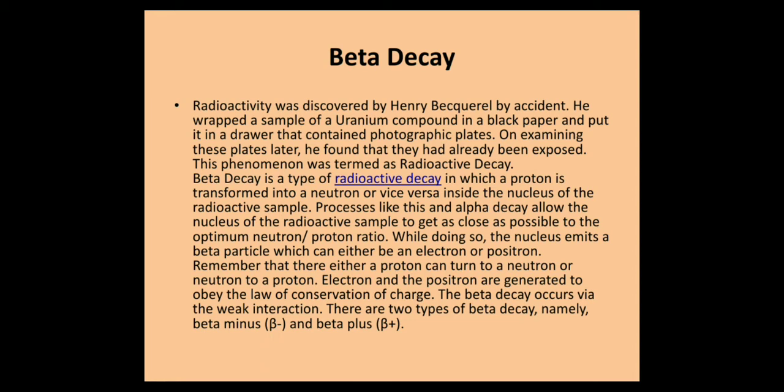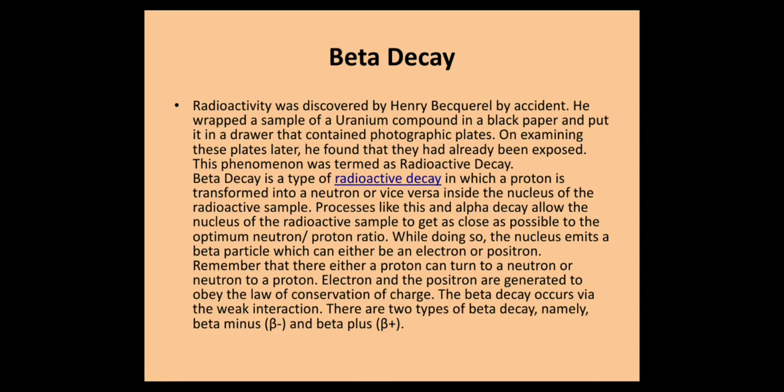Beta decay is a type of radioactive decay in which a proton is transformed into a neutron or vice versa inside the nucleus of a radioactive sample. Processes like this and alpha decay allow the nucleus of the radioactive sample to get as close as possible to the optimum neutron-proton ratio. While doing so, the nucleus emits a beta particle, which can either be an electron or a positron.